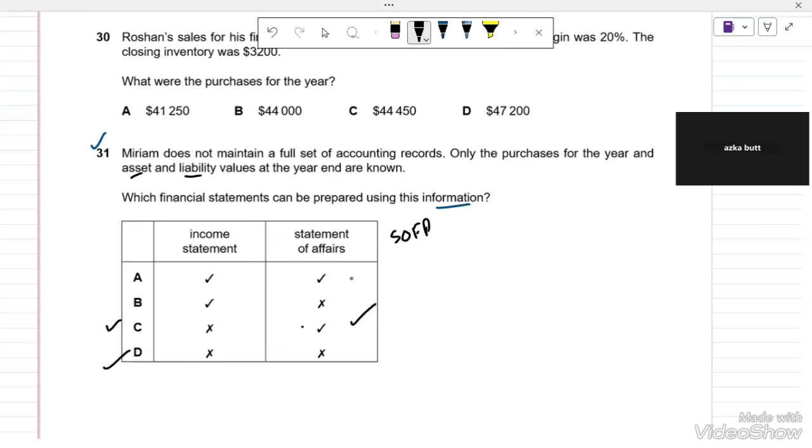So the A part or C part seems to be right, but both parts should be right in terms of the income statement and in relation to the statement of affairs. So C option is the right option.